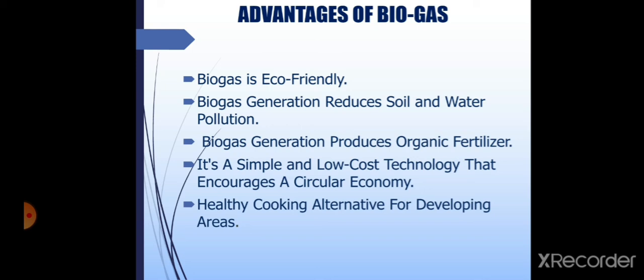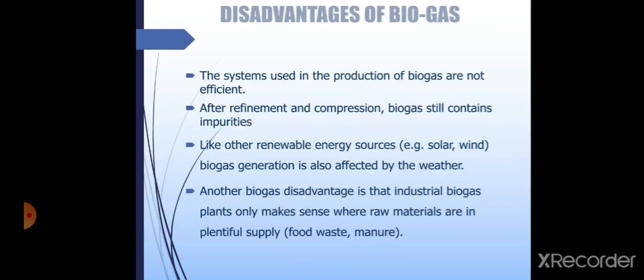Okay? Everything has disadvantages, so does the biogas plant. The systems used in the production of biogas are not efficient. It is a disadvantage of biogas plants. After refinement and compression, biogas still contains impurities. Like other renewable sources of energy, biogas generation is also affected by the weather. Another biogas disadvantage is that an industrial biogas plant only makes sense where raw materials are in plentiful supply.